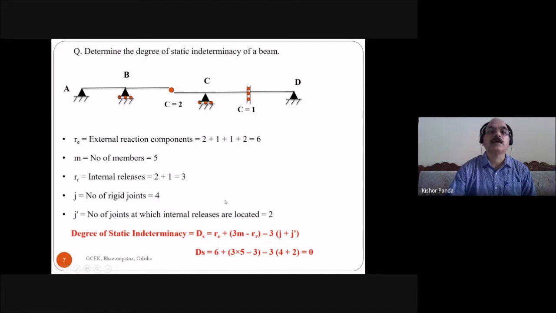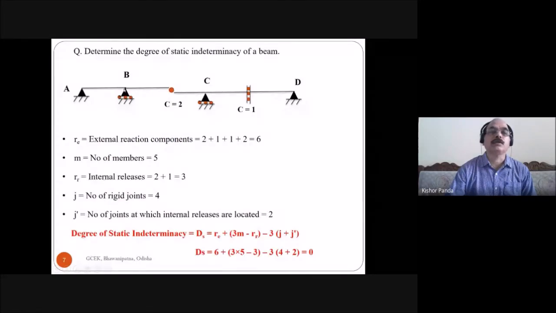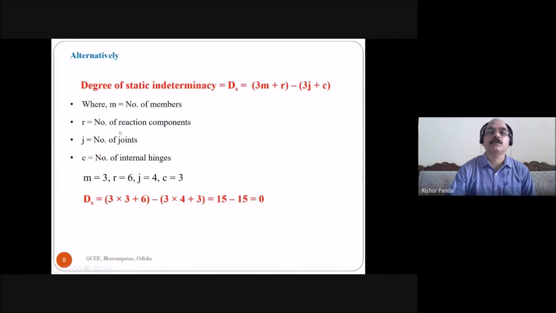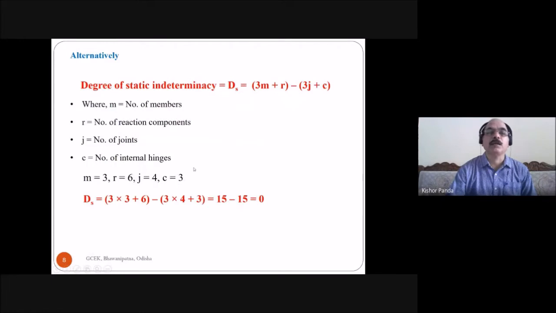And also you can find out using another equation. ds is equal to 3m plus r minus 3j plus c. Here also, when you are using this equation, you have to take the number of members. This is one member, and this is one member. Means from support to support you have to take one member. So there are 3 members you have to consider when you are using this formula. M is equal to 3, then R is equal to 6. Number of reaction components: here 2, 1, 3, here 1, 4, here 1, 2, 6. The total number of reaction components is equal to 6.